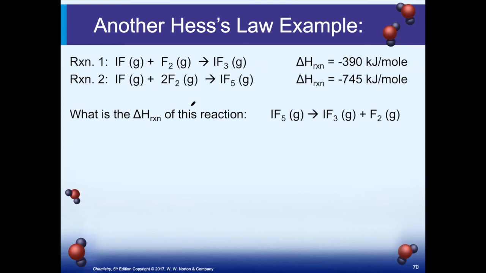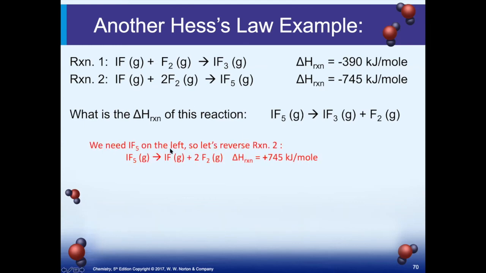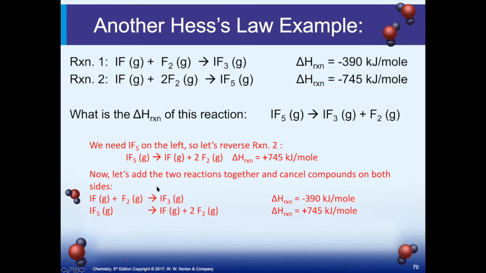Okay, so we need IF5 on the left, so it's reverse reaction 2. So IF5 reacts to form IF plus 2 F2s, and so that gives me a positive 745. And so then we just decide that we're going to add the 2 reactions together in that way. And so we've got the reverse reaction that I just did, which is this one down here at the bottom. And I've got the first reaction, reaction 1, the way it's given.